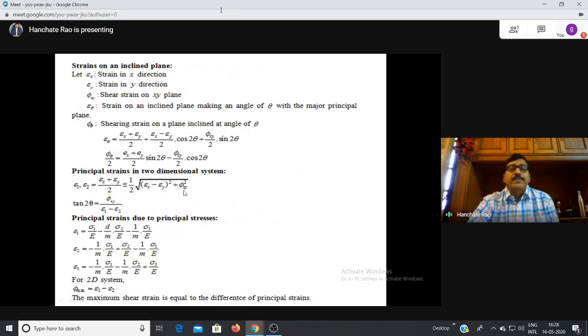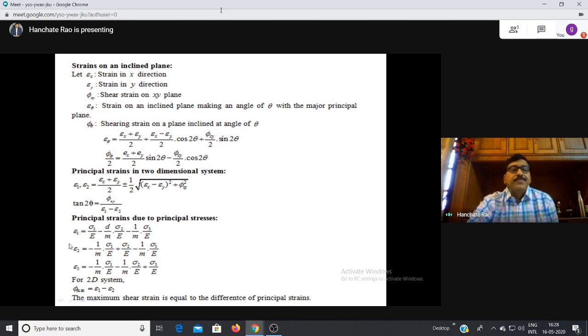Also find out the square. Tan 2 theta, the location of the principal plane, is epsilon xy by epsilon x minus epsilon y. So you can find out the principal strains also. If you know the principal stresses, say sigma 1 and sigma 2, or sigma 1, sigma 2, sigma 3 if it's a 3-dimensional case, the principal strains can be obtained from sigma 1, sigma 2, sigma 3 also.